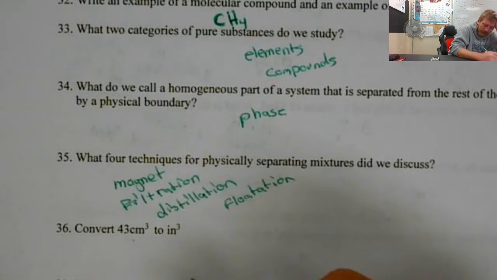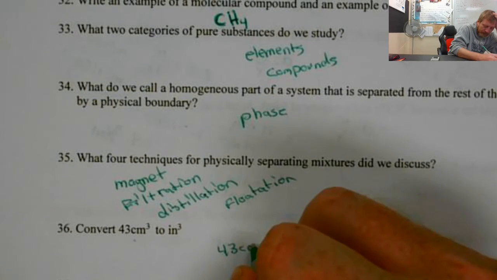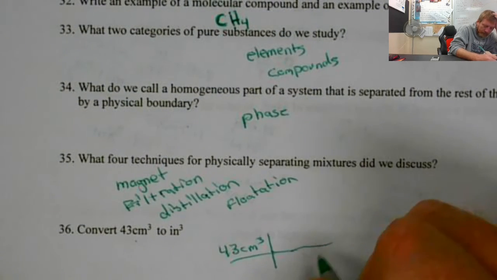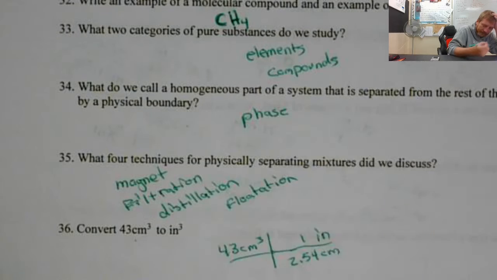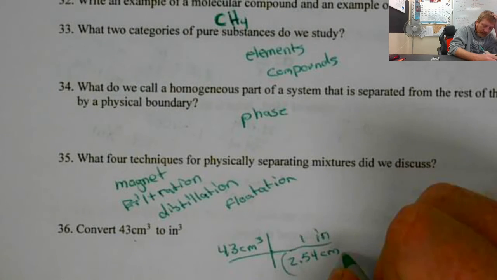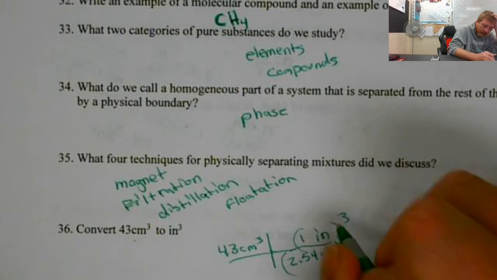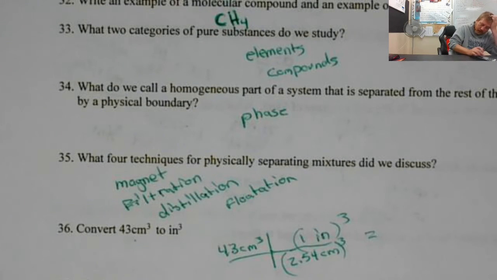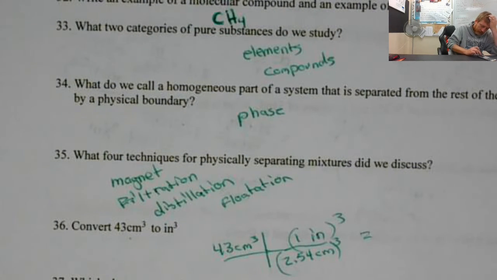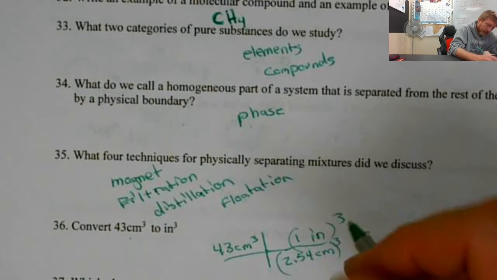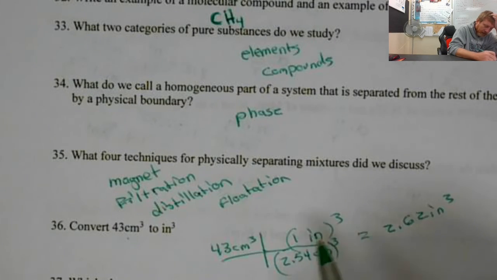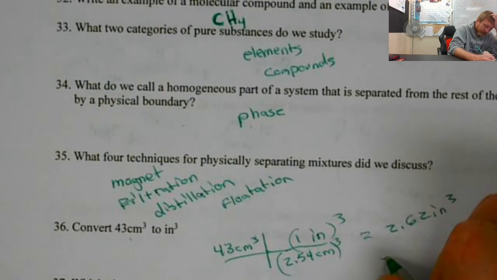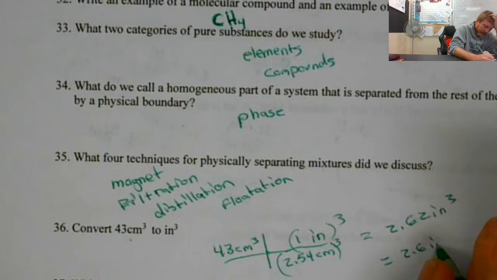Another kind of simple unit conversion here, 43 cubic centimeters. And we know that for 2.54 centimeters, there is 1 inch. That's in that front box, if you haven't memorized it, like I have. And then we got a cube, both top and bottom, since that was cubed. And we will end up with 2.62 cubic inches. Again, now rounding to our two significant digits, 2.6 cubic inches.